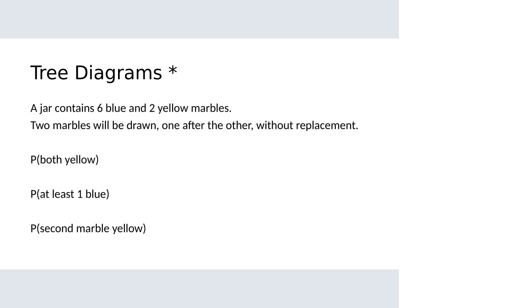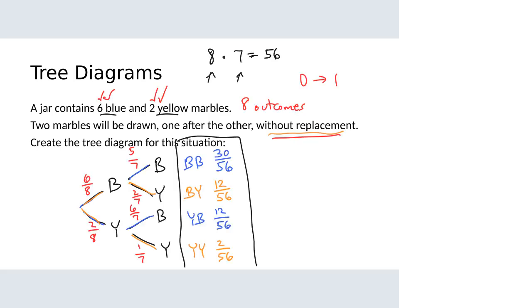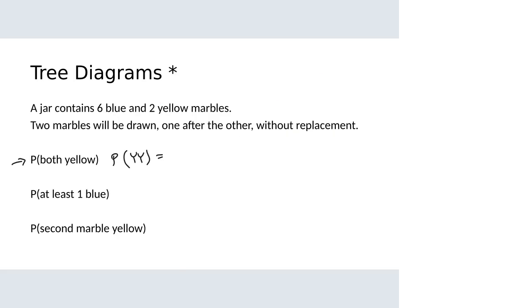2 marbles drawn, one after the other without replacement. What's the probability that they're both yellow? Because that is a single specific outcome, I wouldn't necessarily need a tree for that, but we've already done it. So we might as well just go look. We go back and look at our sample space and we see yellow followed by yellow is 2 out of 56. So the probability that they're both yellow is 2 out of 56.